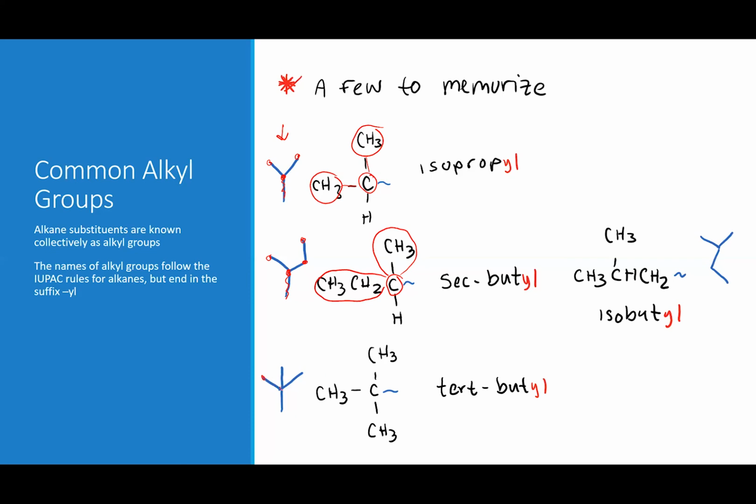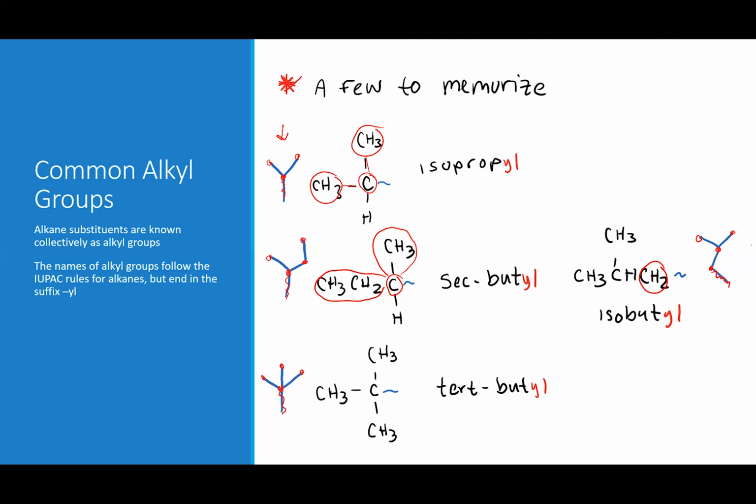Again, this is tert-butyl. It attaches down here. And here is isobutyl. Here is that carbon there. And then it's chain, and it attaches here.